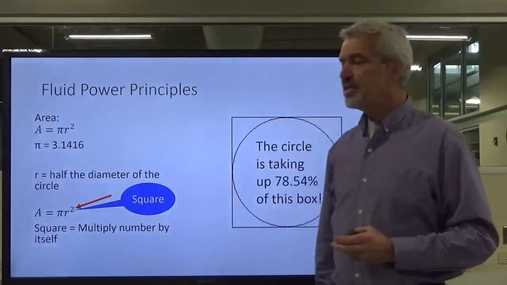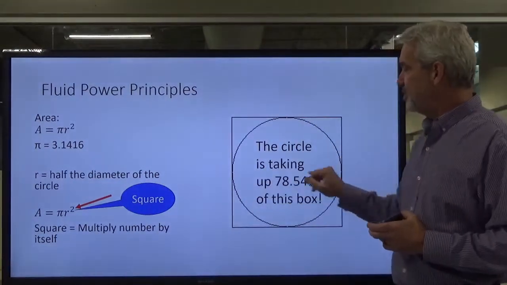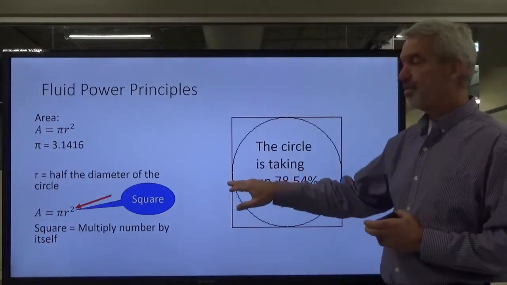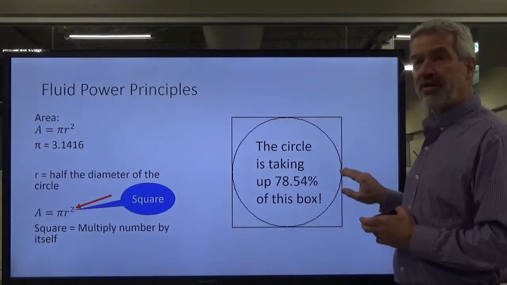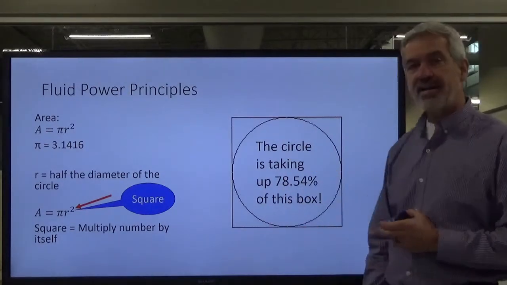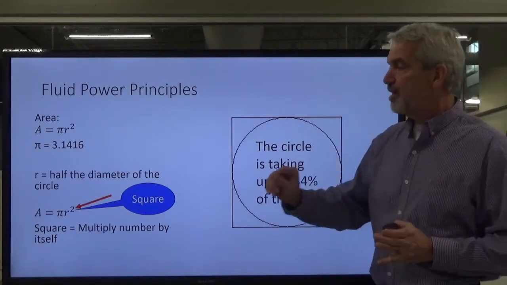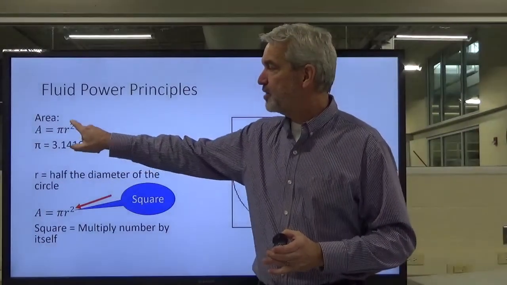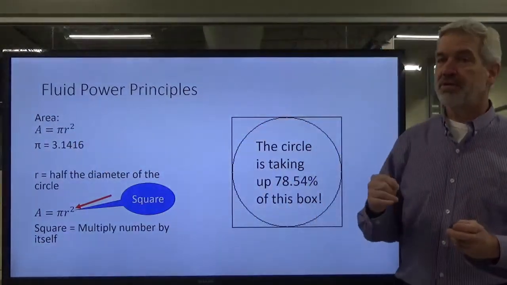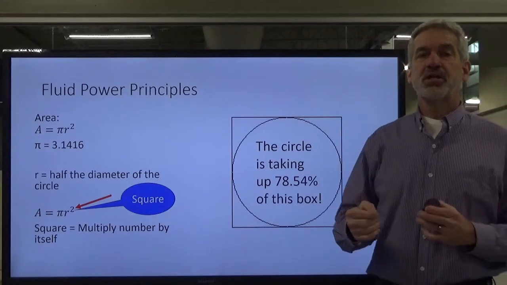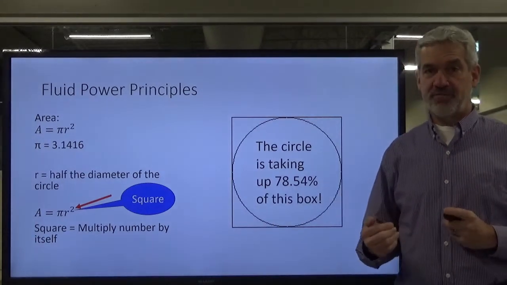R is our radius. Now the radius is half the distance of the diameter, okay? The diameter is from one side directly over to the other side. You cut that in half, that's your radius, but you have to square the radius. And when we say square, we're not talking about multiplying it by 2, we're talking about multiplying it by itself, okay?